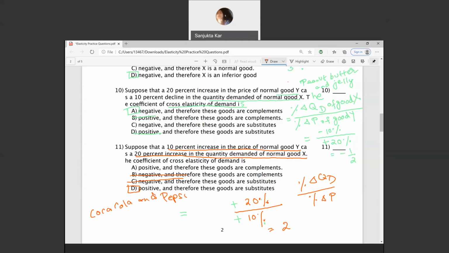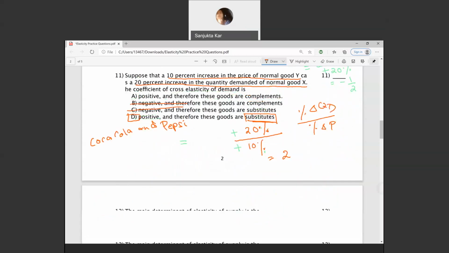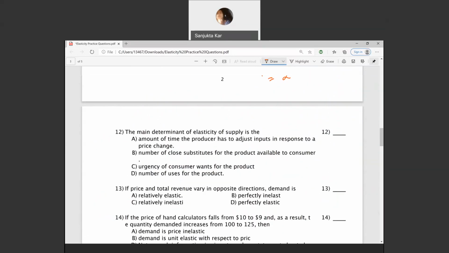It's like when the price of Coca-Cola is increasing, people are going to buy less of Coca-Cola and more of Pepsi. And quantity demanded of Pepsi has got to go up. So these two are substitutes. Unlike this one, negative value means complements and positive value means substitutes. I have seen students really mess up this part a lot.